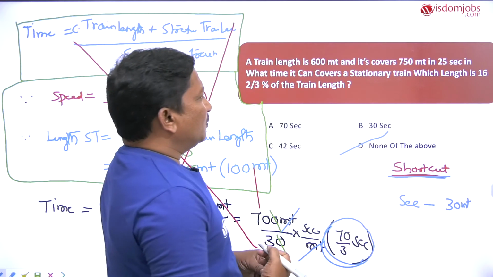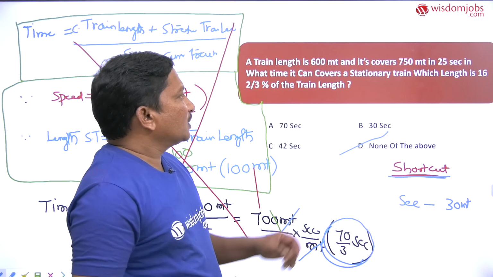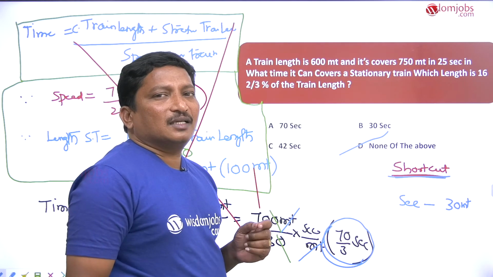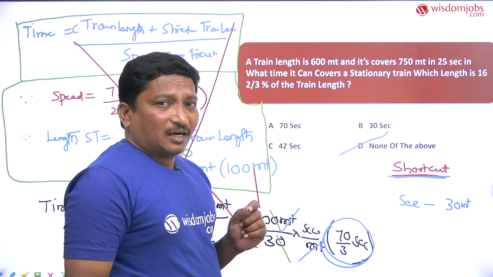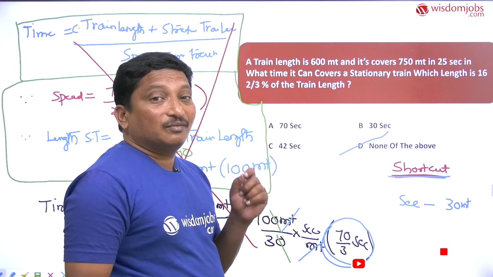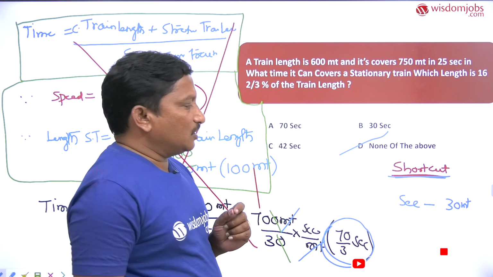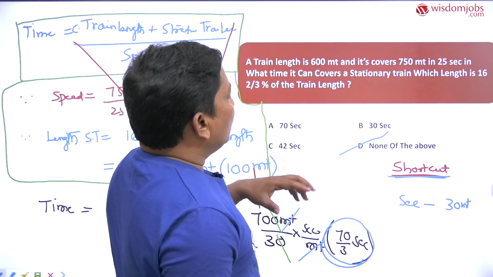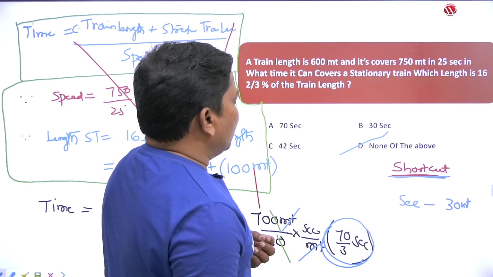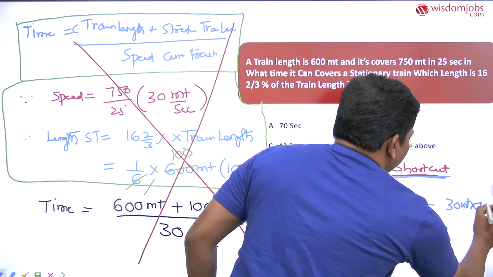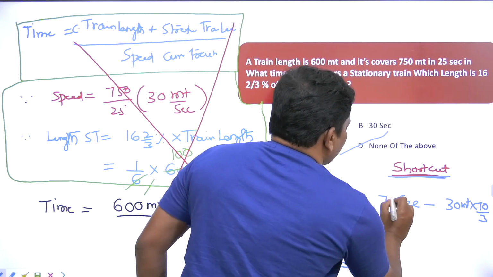But according to the question, the train should cover 600 plus 100. The length of the current train is 600 meters. The length of the stationary train is 100 meters. In total that equals 700 meters. So which number should be multiplied with 30 to get 700? That equals 70 by 3.